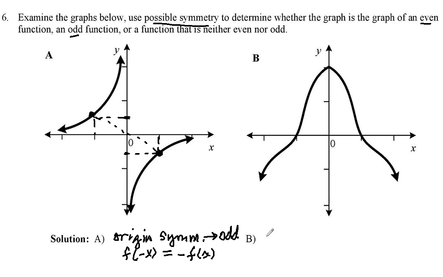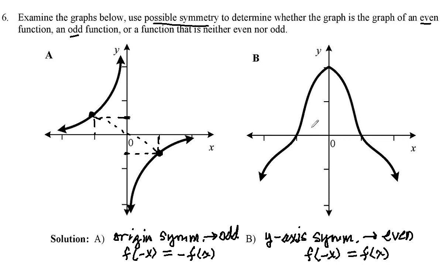And then B has y-axis symmetry. And y-axis symmetry tells you that it's an even function. And remember, even functions are ones where f plug in negative x is the same as f plug in x. So for example, f plug in -2 here. Looks like we're at -1. F plug in +2. We're at that same -1. It happens for every 2 points that are same distance on each side of 0.